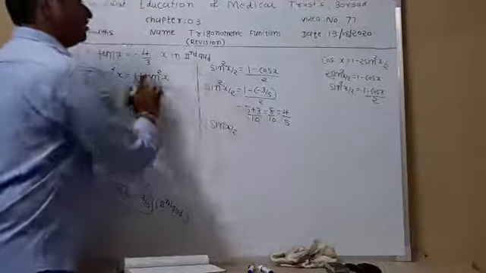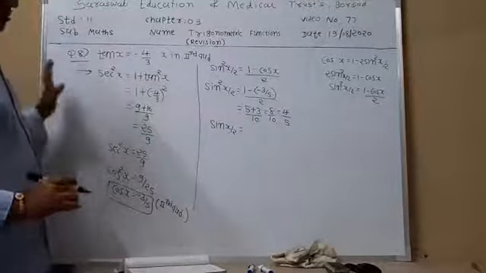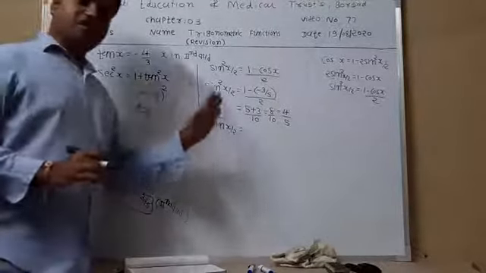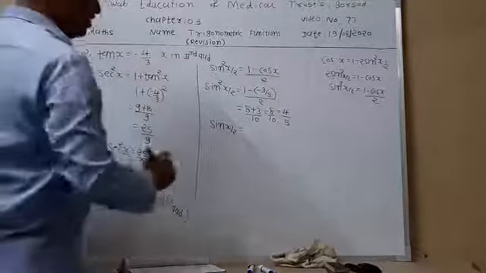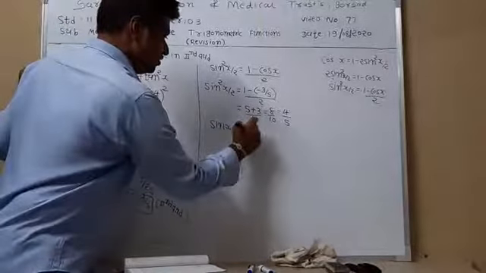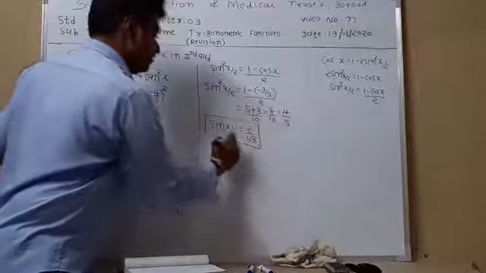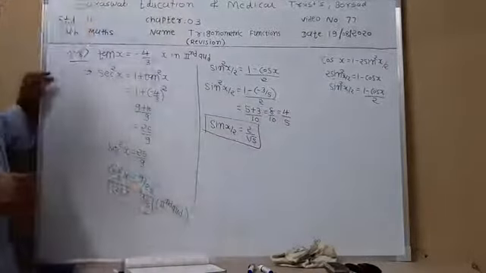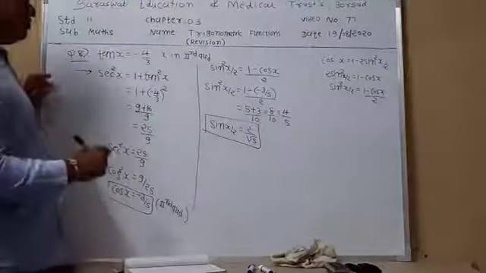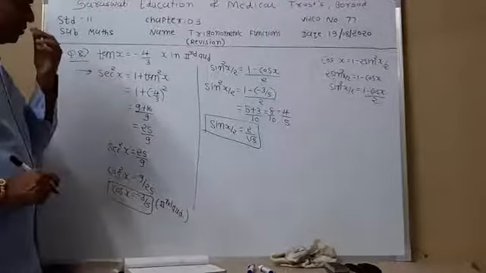Okay, now here the second quadrant is present. In the second quadrant the value of sine is positive, so remove the square root, and here we write 2 upon under root 5. So we get the value of sin x by 2 is equal to 2 upon under root 5.